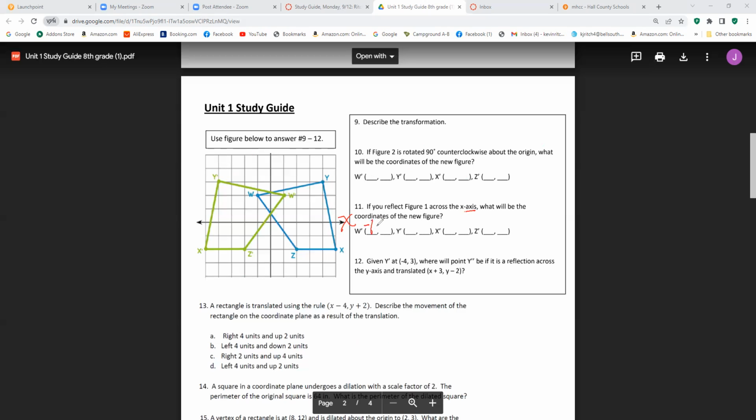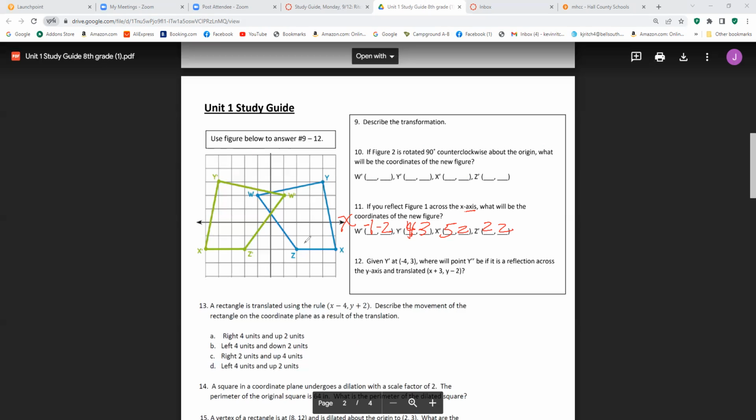at -1, -2. Y, instead of being at 1, 2, 3, 4, the y coordinate stays the same, and the x coordinate stays the same. 1, 2, 3, this is going to become -3. X, which is at 1, 2, 3, 4, 5. And instead of -2, it's going to become +2. And then for z, we're at 1, 2, 1, 2. Our x coordinate stays the same, and our y coordinate is going to be the opposite sign.